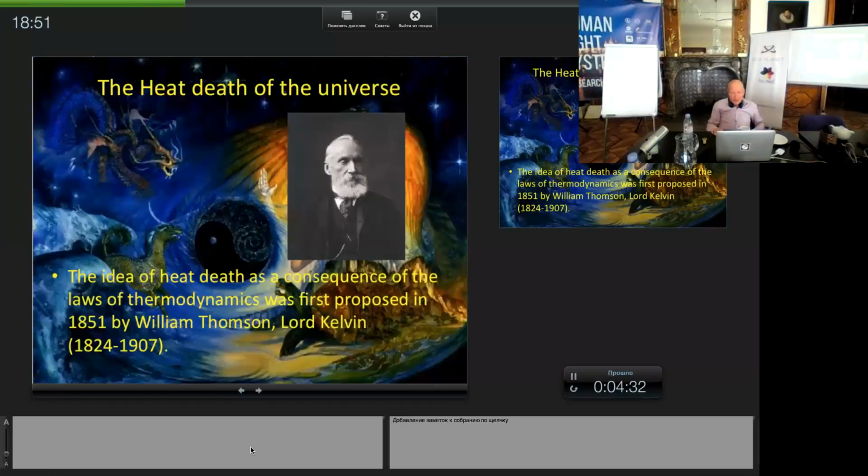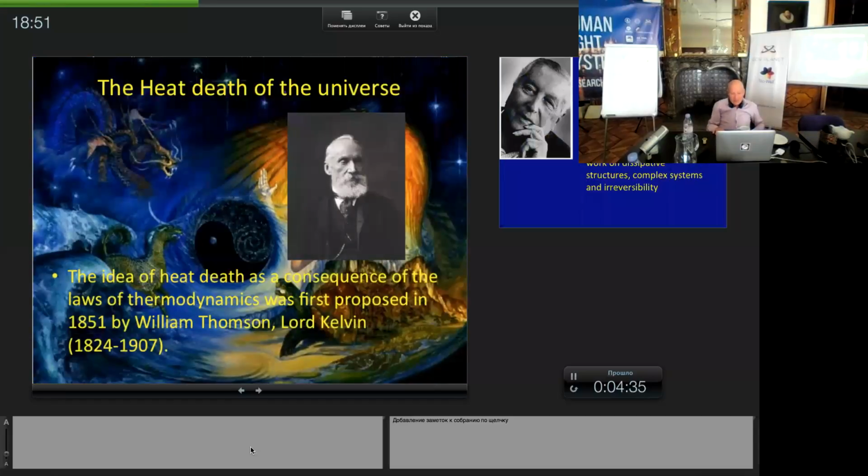And it was this notion of entropy that led a famous scientist of the 19th century to the idea that the universe should die, because entropy is increasing and it should increase temperature. So finally, our Earth should be overheated and die, as a part of the universe.